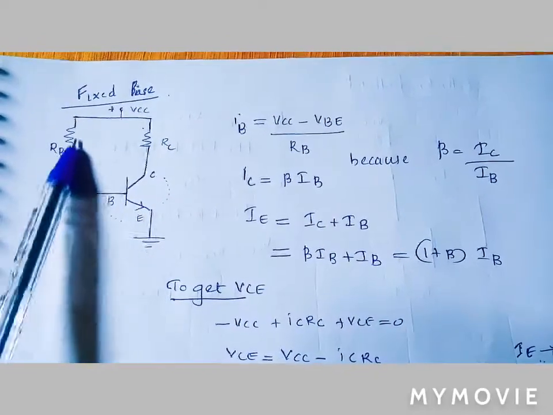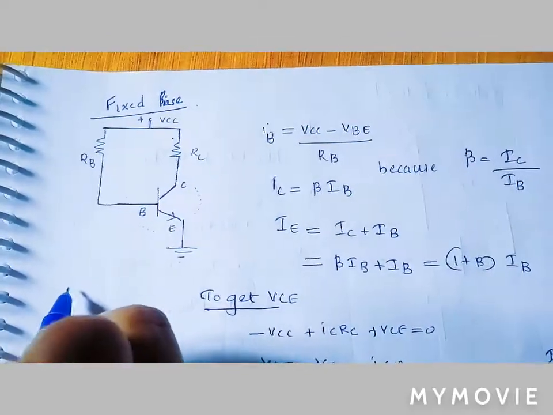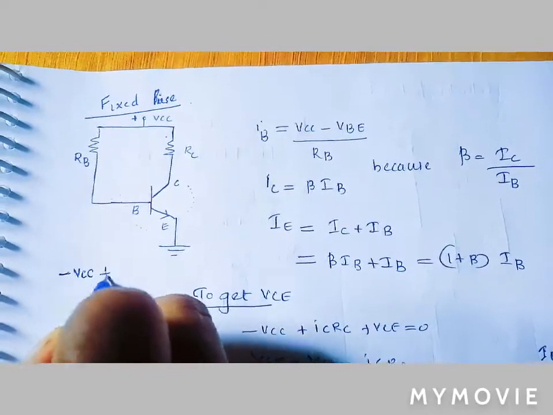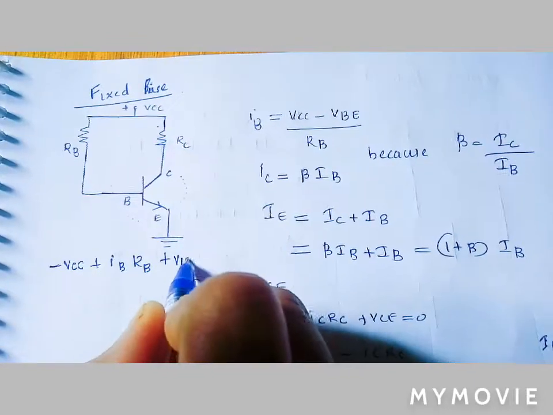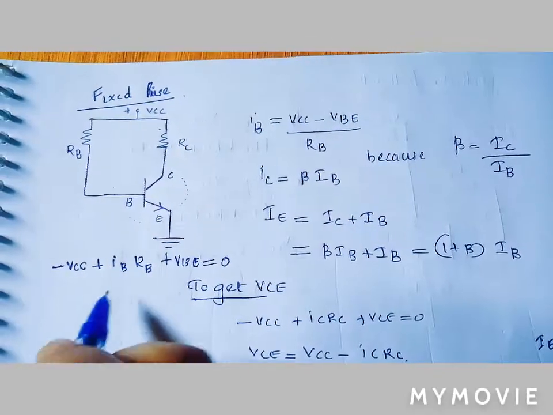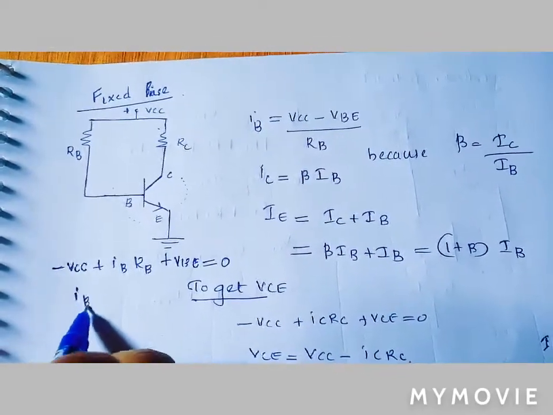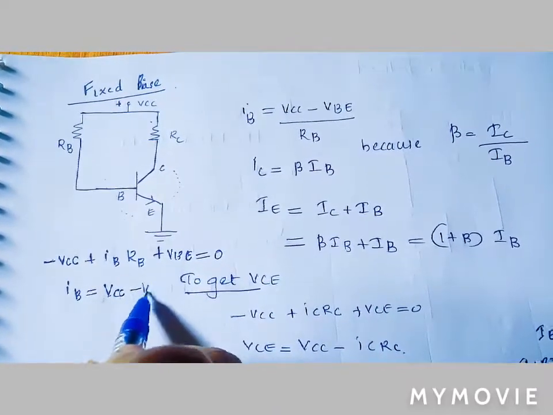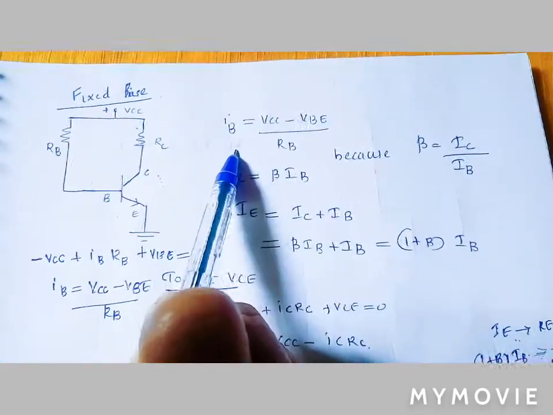How to write the Kirchhoff voltage law here? That is, minus VCC plus IBRB plus VBE equal to 0. So we have to find IB, that is the base current. So IB is equal to, we know how to get this, that is VCC minus VBE divided by RB. So we get the base current like this.